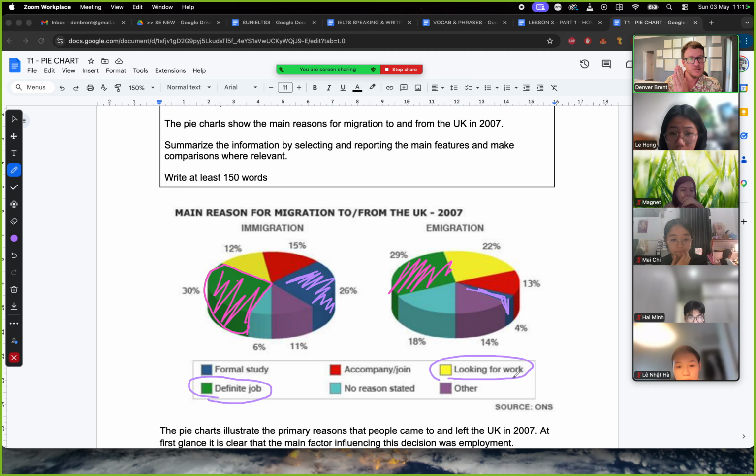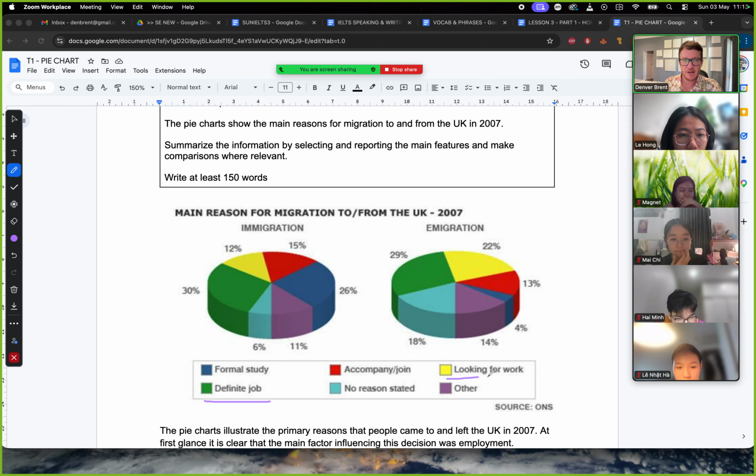Yeah? Okay, so if I look at this now, here, definite job and looking for work. Definite job is green, so I'm going to start with that. And here I have looking for work. Those are the two biggest reasons. The biggest reason that people immigrate and emigrate from the UK in 2007 was work related. That's the first thing I start with.